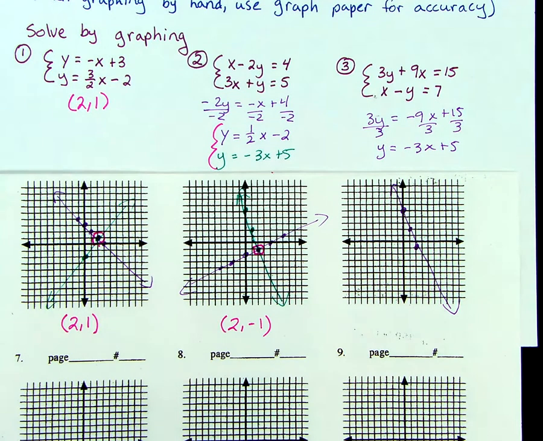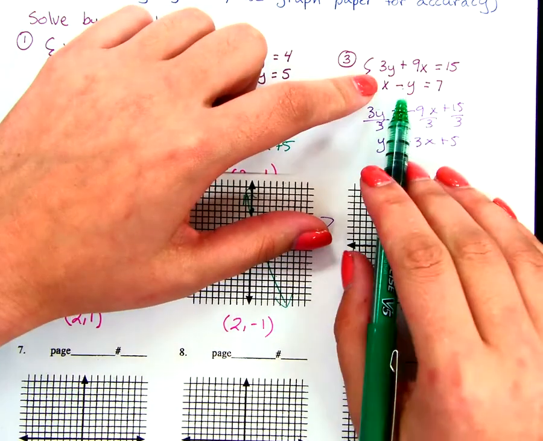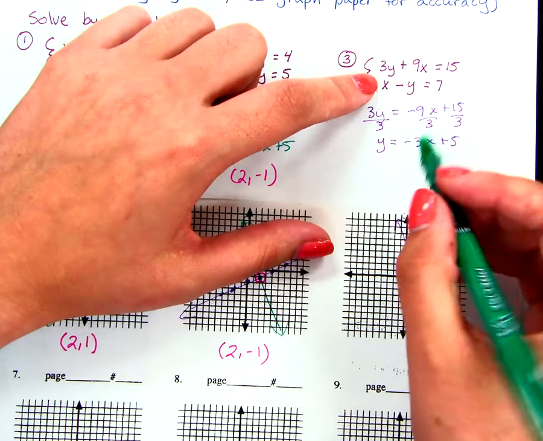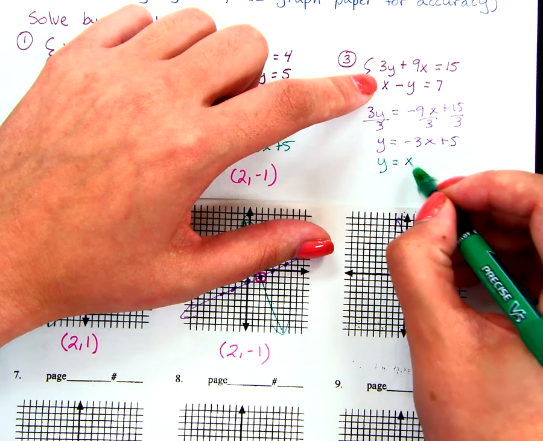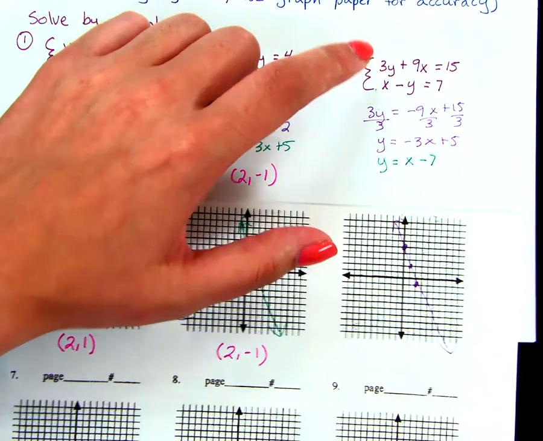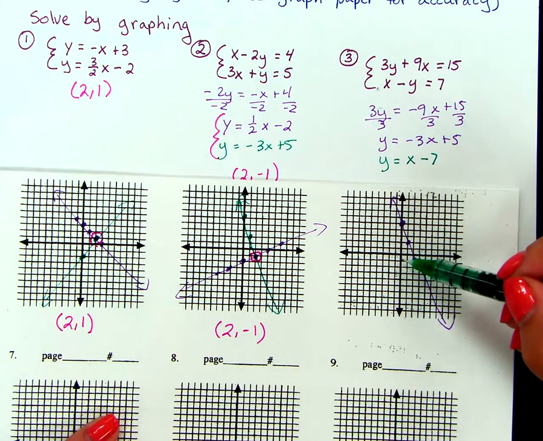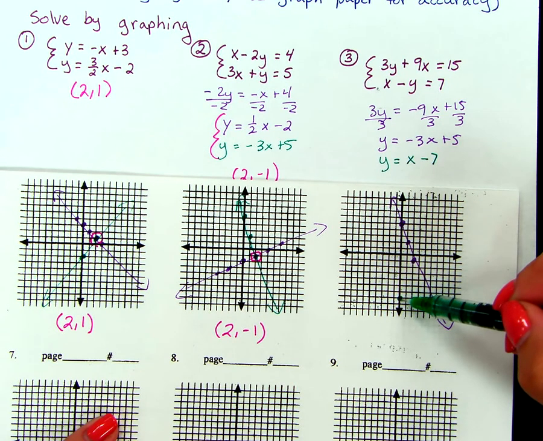And then the second one, again, we want to solve that one for y. What I'm going to do is add my y to make it positive, and subtract 7 at the same time. If we do that, we're going to have y equals x minus 7. So that means I'm starting down at negative 7: 1, 2, 3, 4, 5, 6, 7. I have a slope of 1, so I'm going to go up 1 over 1.